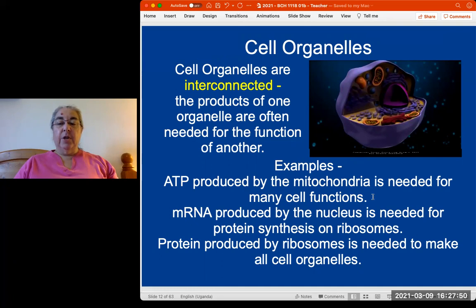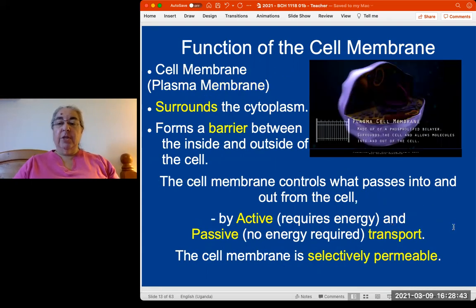Messenger RNA is produced in the nucleus and is needed for protein synthesis by ribosomes. And the protein produced by those ribosomes is needed structurally to make up all the different parts of the cell, and also functionally as enzymes to allow them to carry out their function. So while we are looking at each of the organelles in turn, I really want you to remember that they don't operate separately. Just as if you consider a whole body, a heart is no use if it's outside a body. It only functions correctly if it is part of the whole of the body. Okay, so we'll start with the cell membrane.